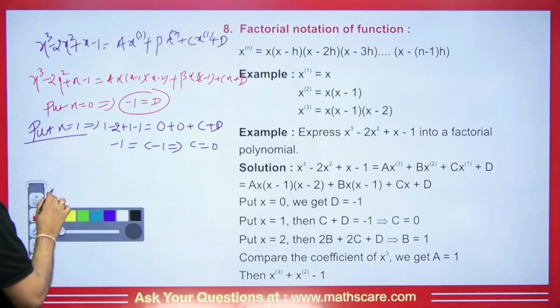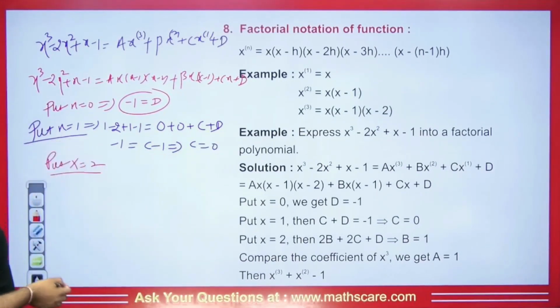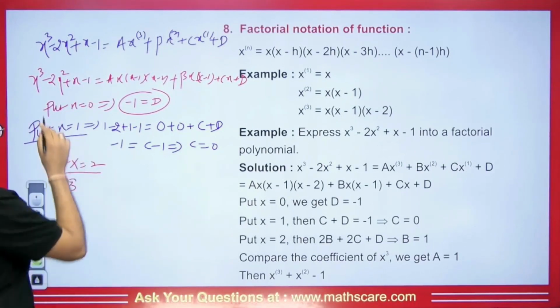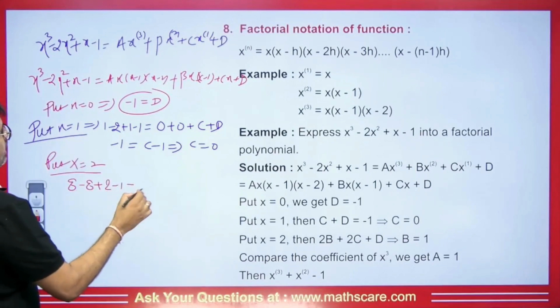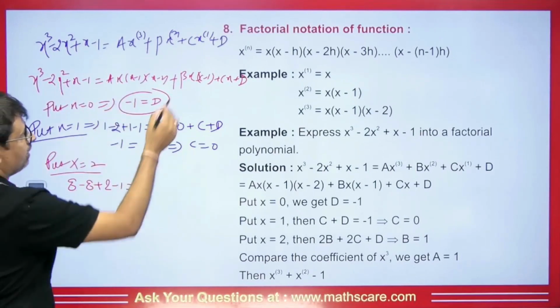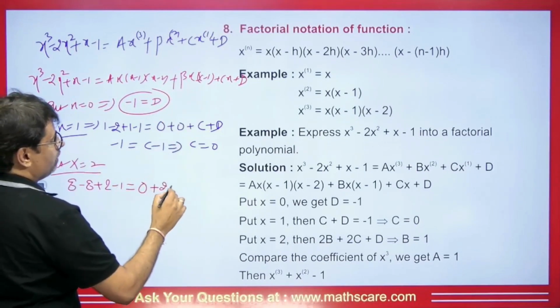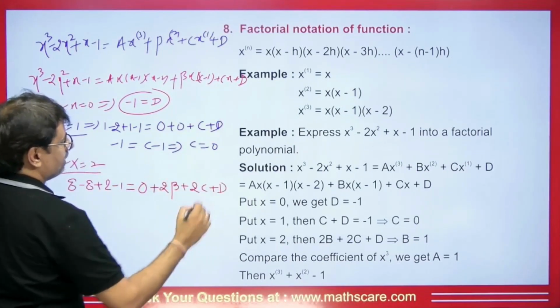Now next what do we do? Put x is equal to 2. Wherever x is there we put 2, right? So as we put 2, then from here the value we get will be 8, and we put it here. So also this will be 8 plus 2 minus 1. Here if we put 2, then this will become 0. If we put 2 here, then this will come as 2 and 1, right? So this will become 2b. And if we put it here, then this will become plus 2c plus d. Clear?